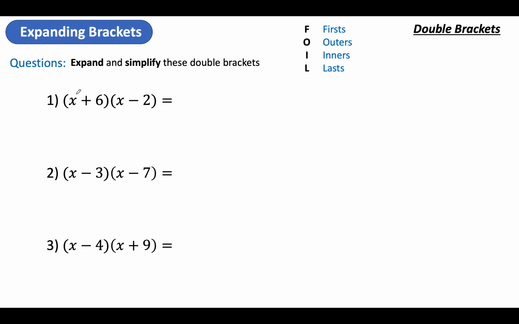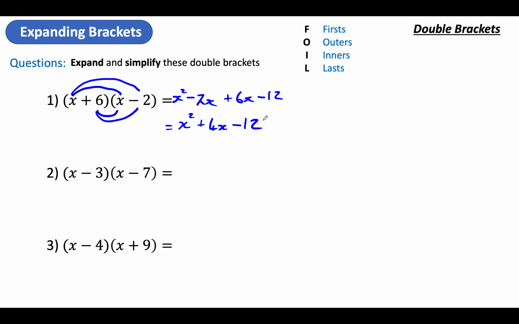Right, FOIL. Firsts, x times by x is x squared. Outers, x times by negative 2 is negative 2x. Inners, 6 times x is 6x, and they're both positive. And then 6 times negative 2. Positive times a negative leaves a negative. 6 times 2 is 12. And then don't forget to simplify. Negative 2 plus 6 will leave you at positive 4x. You start with negative 2, add 6 to it, you get positive 4. So x squared plus 4x, take away 12.